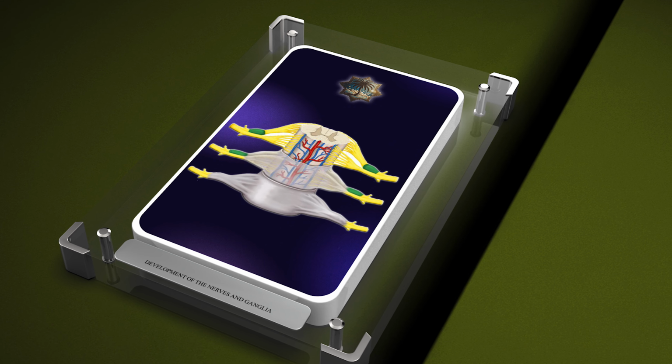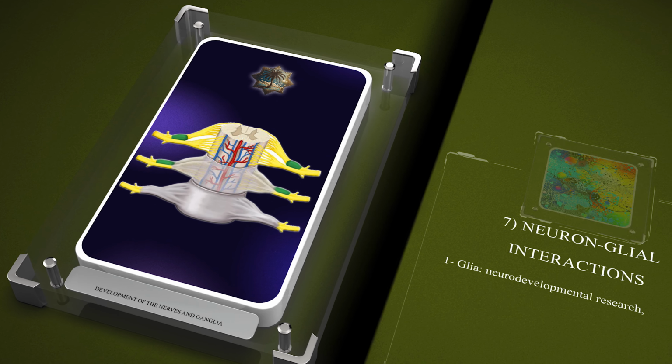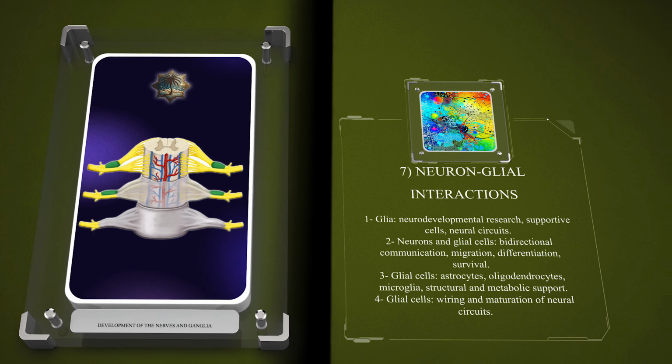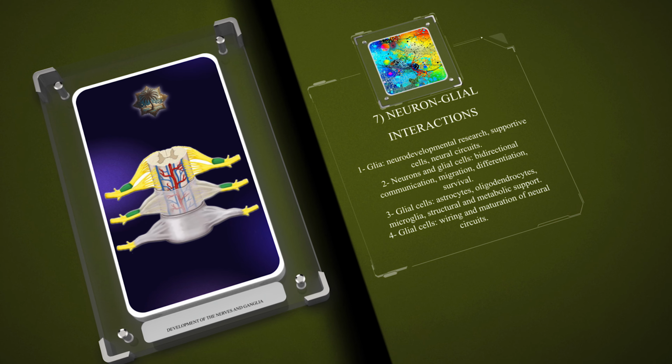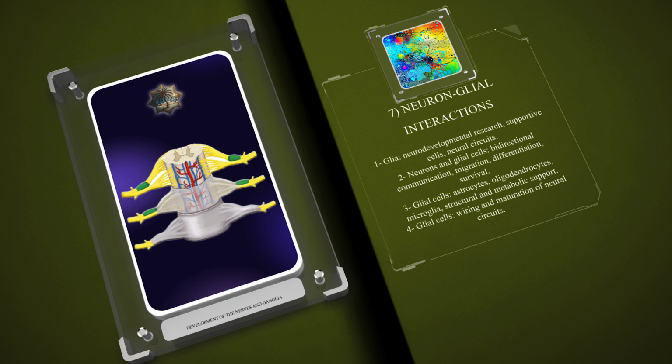Glia, once considered as merely supportive cells, now occupy a prominent position in neurodevelopmental research. Neurons and glial cells engage in bidirectional communication, ensuring proper migration, differentiation, and survival of both cell types. Glial cells, including astrocytes, oligodendrocytes, and microglia, provide structural and metabolic support to neurons and actively participate in the wiring and maturation of neural circuits.